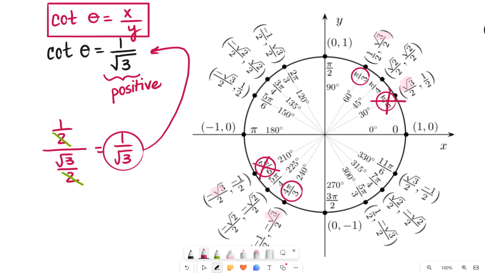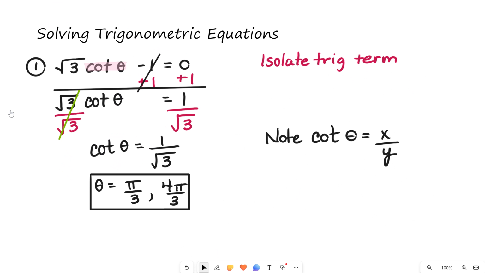And what angle were we standing at? At pi over 3. So if you take this and you go across, 4 pi over 3 would also work because of the pattern of symmetry, right? And negative divided by negative is positive. So my answers are 4 pi over 3 and pi over 3. Okay, so I've boxed in the answers that we obtained from the unit circle.